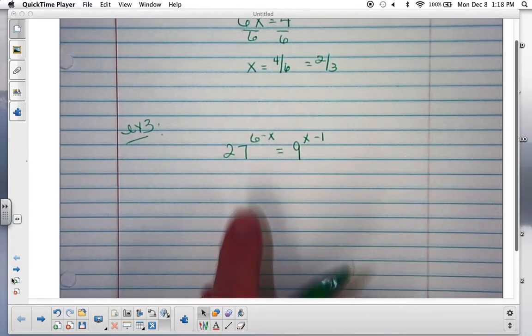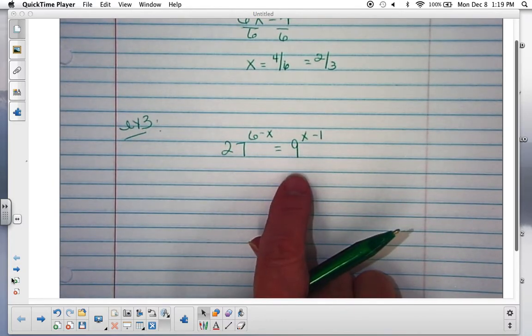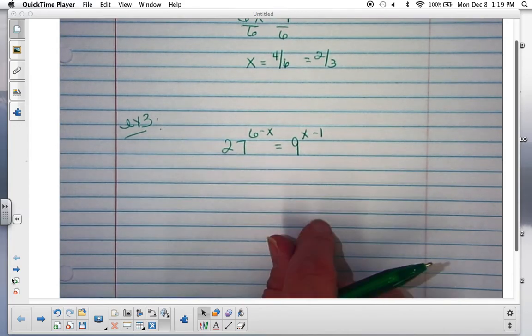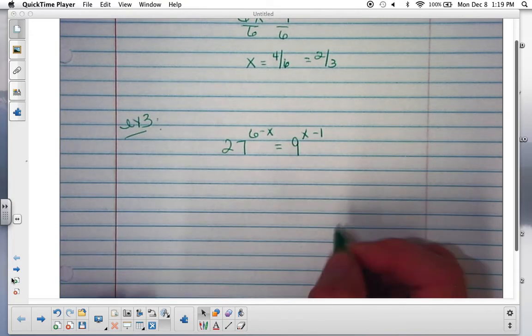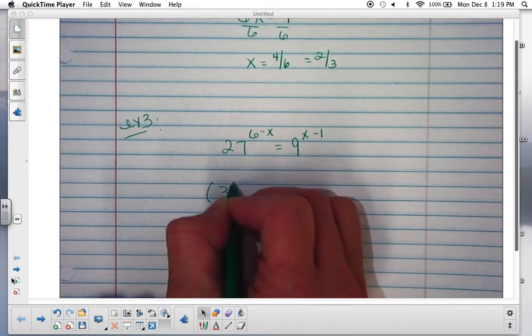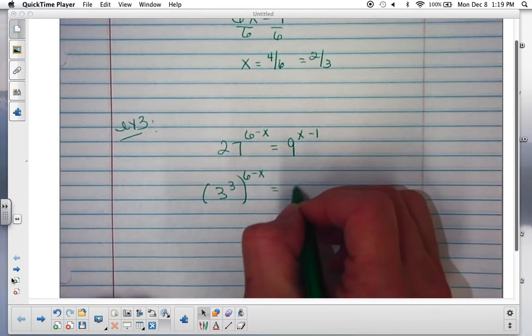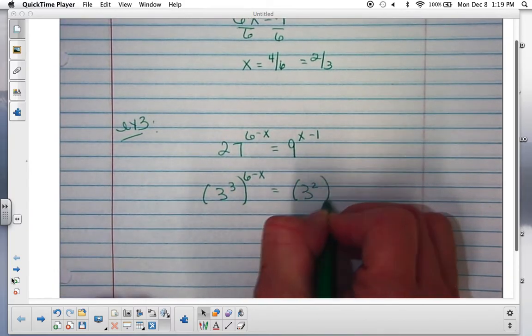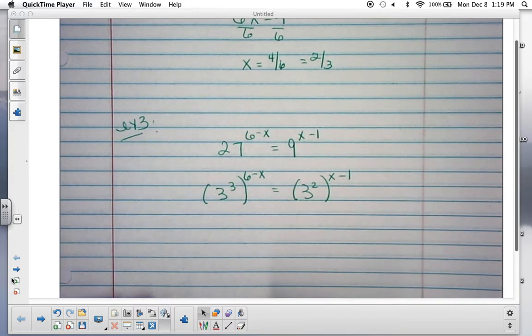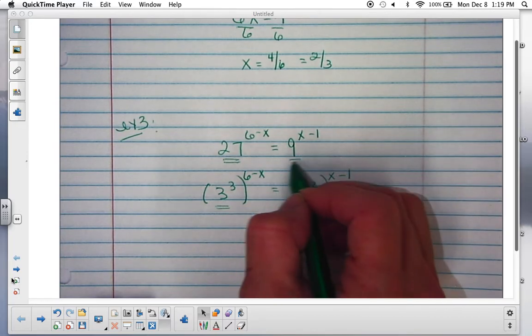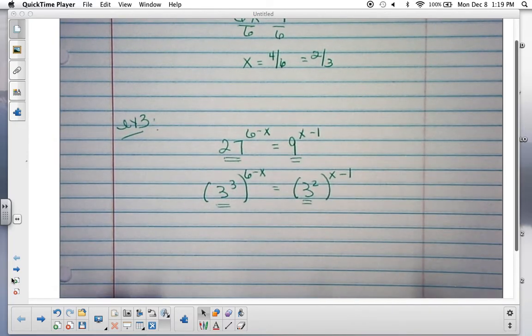When you're looking at 27 and 9, you want a common base. The common base being something raised to an exponent. My common base is going to be 3, because 3 raised to the third is the same as 27, and 3 raised to the second power is the same as 9. So again, you're replacing that just with something that equals that. These are equal things. I'm just rewriting it.